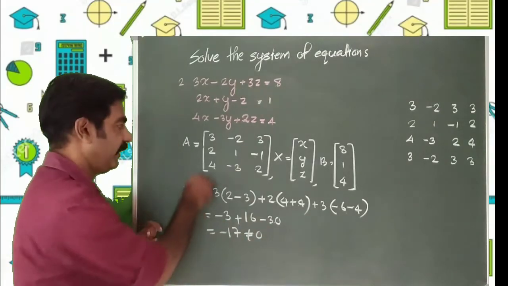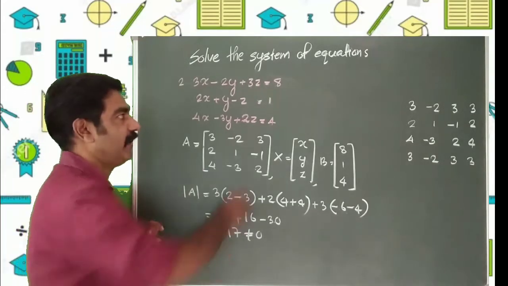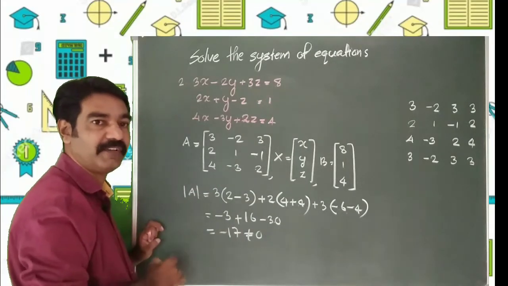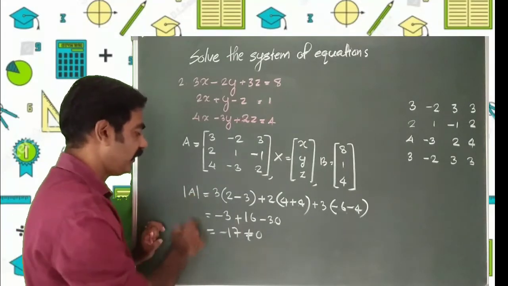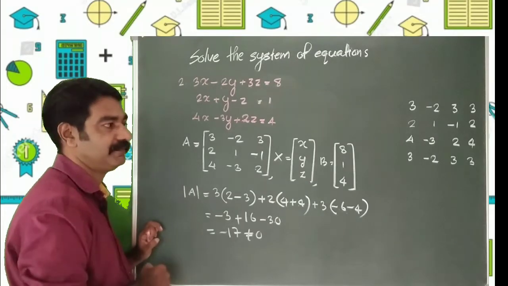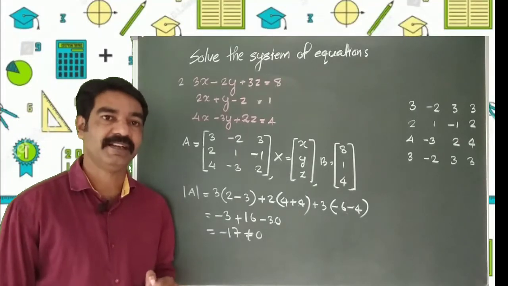That means A is a non-singular matrix. That means A inverse exists, and this equation has a unique solution. We can find the solution. So after getting the determinant of A, we have to find A inverse. To find A inverse, we have to find the adjoint.